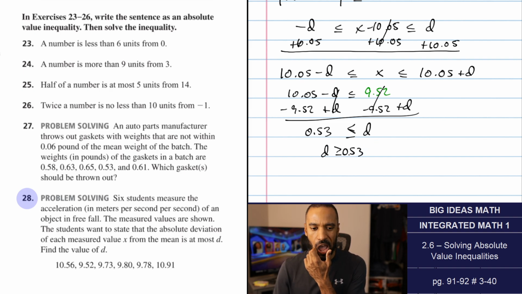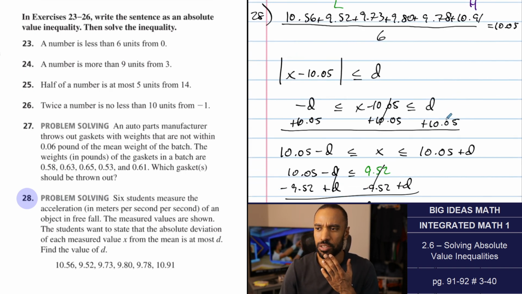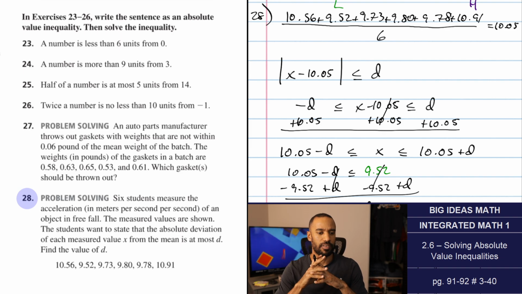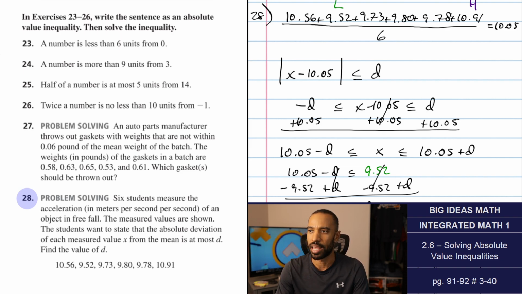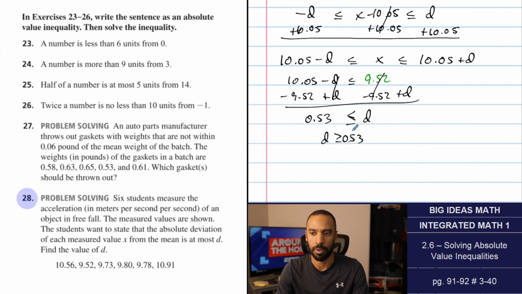Okay. I don't know if that's how you do that. Because the other one says 10.9. Hold on. Let me read the question again. The students want to state the absolute value deviation of each measured value from the mean is at most D. Okay, so that's not the most. That's not the most for D. I don't even know if I have to write this as an inequality anymore. I just got to compare it to this end.